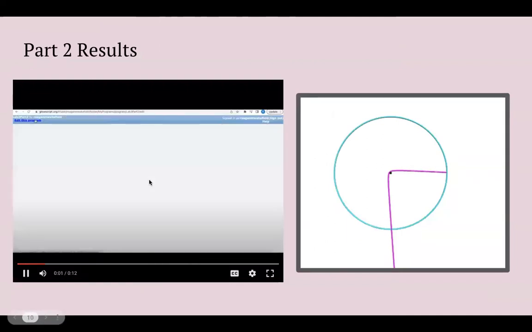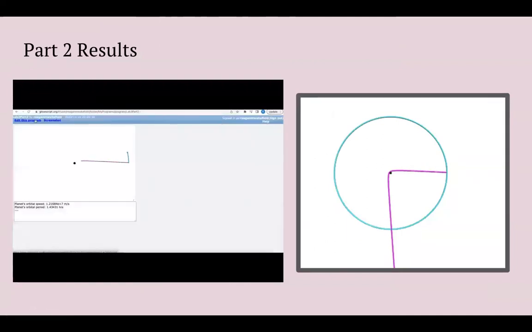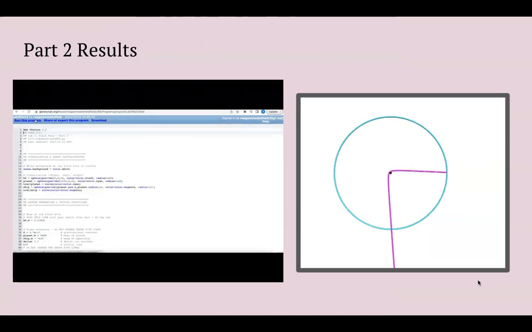The planet is in blue and it is orbiting in a circle. The spaceship is in magenta, and as you can see, it gets very close to the black hole, but does not crash into it. The spaceship then exits away from the black hole.